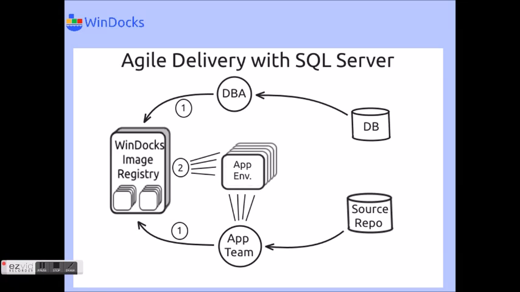Now, at the same time, the application development team manages their .NET images. They're going to pull the latest code from their source repo and commit that to an updated image as well. Following that, the application team can run a script on a daily basis, and WinDocks will automate the delivery of integrated .NET and SQL Server applications in isolated environments for the developers. Let's take a look at how that works.